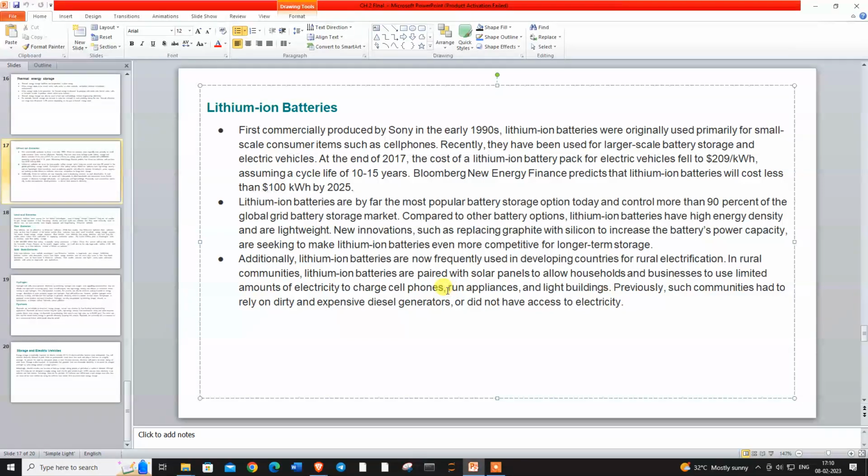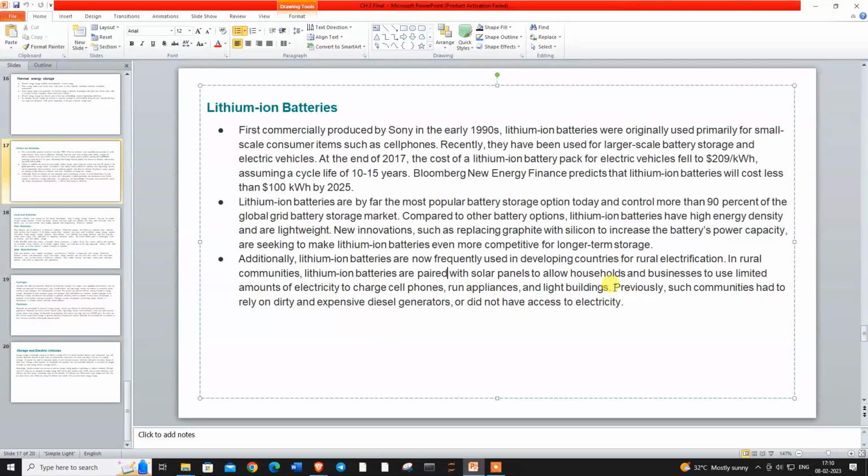So when there is a scarcity of electricity, when there is no availability of electricity, in case of rural development, also with the help of the National Solar Commission policy of India, the lithium batteries are installed in series with the solar panels, so that the solar panel will generate the electricity and the electricity will be stored in the ion batteries. Okay, that can be used for a limited amount of purposes like charging cell phones, appliances, etc.